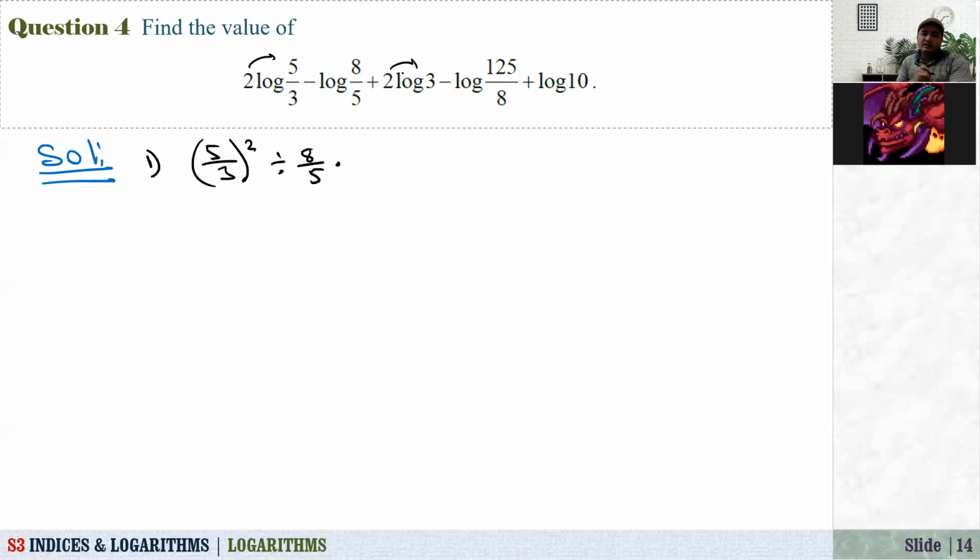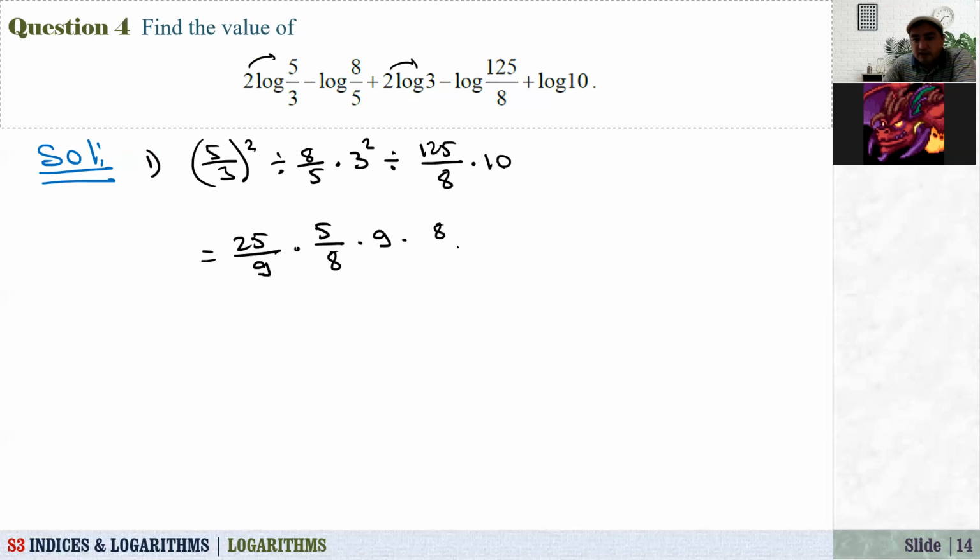Also, this 2 comes inside as a power, 3 squared. So here we have 3 squared. And minus means division, right? So 125 over 8, plus, that means multiplied. Here we have 10. Actually, this 1 in a way you can just write it as this. And now the only thing is just the fraction we have to simplify. The first one is 5 squared, that is 25 over 9 times 8 over 5, that is 5 over 8 times, this one is 9 times 8 over 125 times 10.